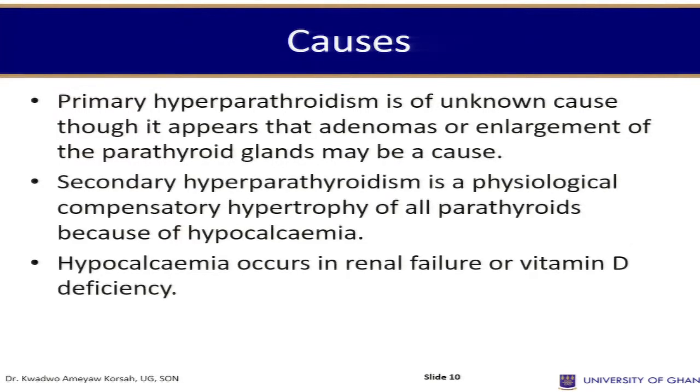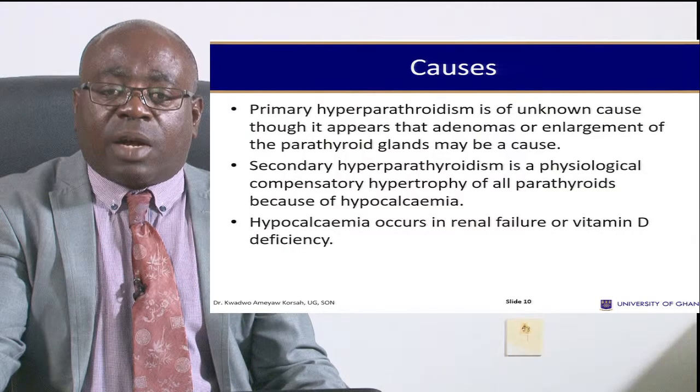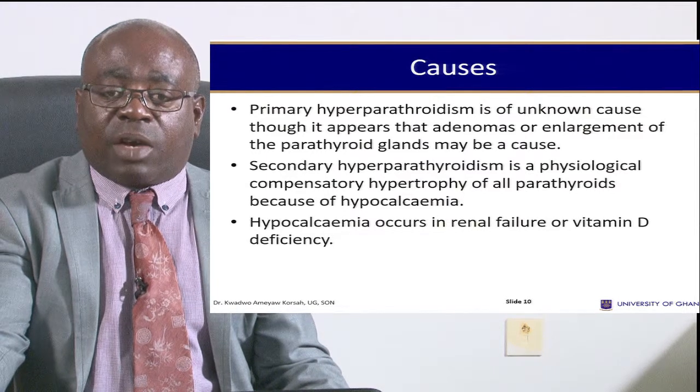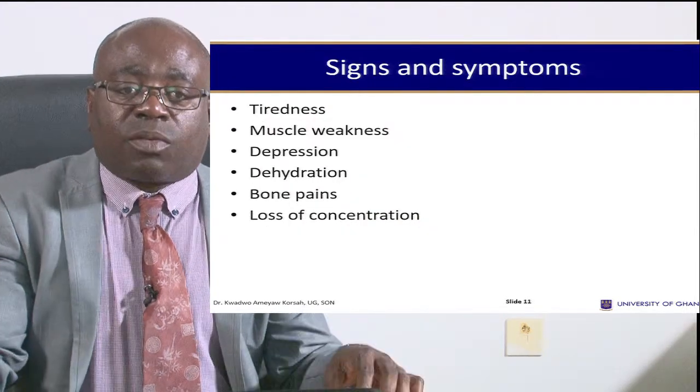And so primary hyperparathyroidism is of unknown cause, though it appears that adenomas or enlargement of the parathyroid glands may cause it. And secondary hyperparathyroidism is a physiological compensatory hypertrophy of all the parathyroids because of hypocalcemia. And so hypocalcemia occurs in renal failure, or even when we have vitamin D deficiency. And we have signs and symptoms.